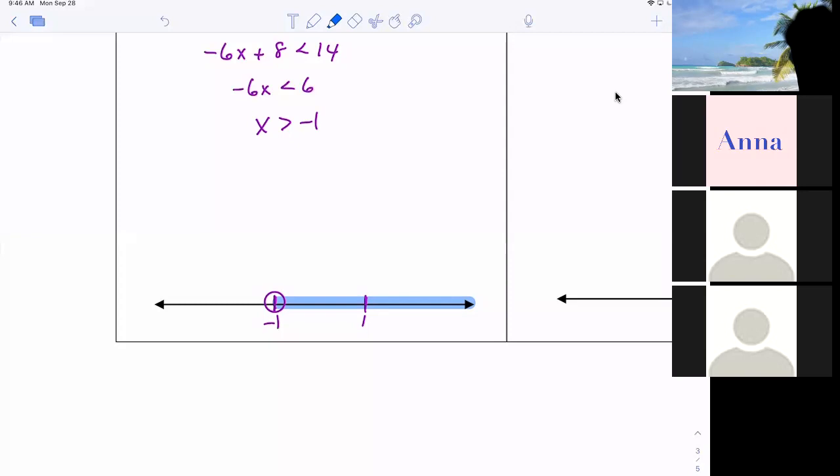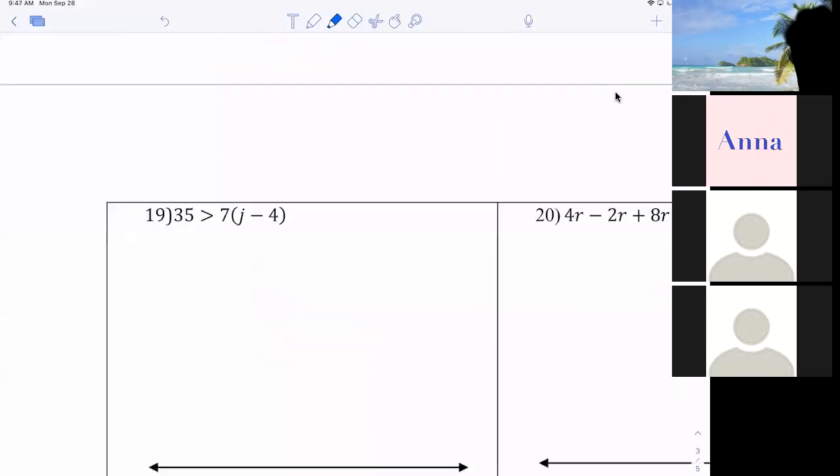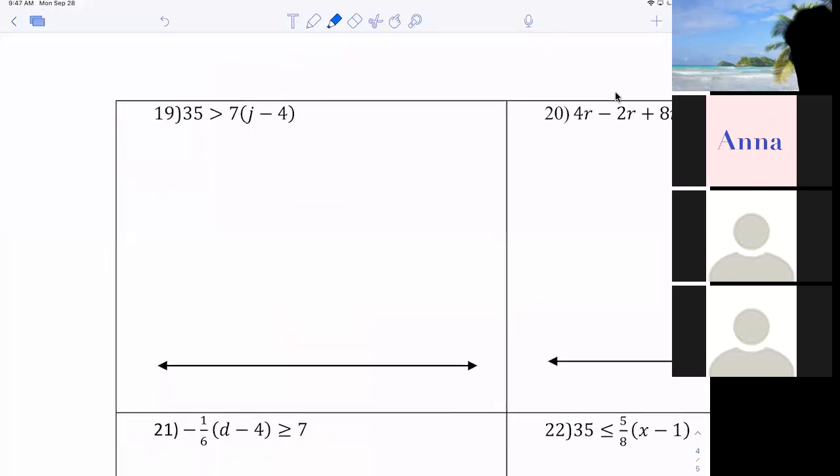Tremble, you all right? All right, let's have some more fun. 19. Now, here's what I want you to do on 19. Just to show you something, I want to just switch it around.